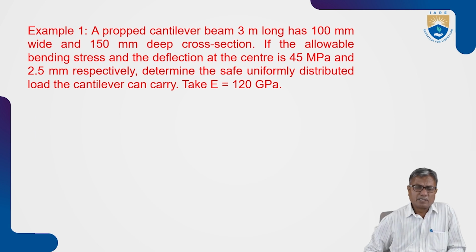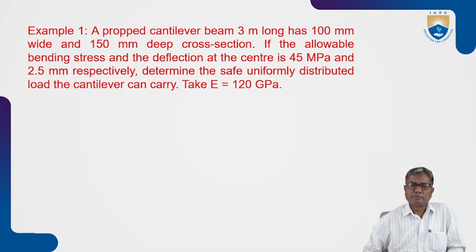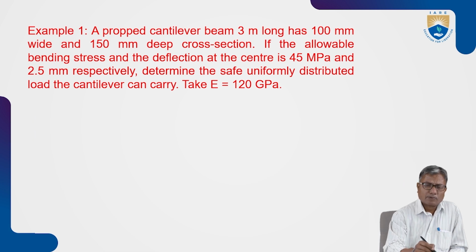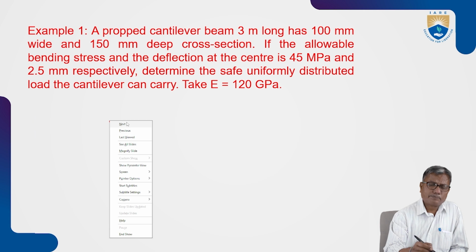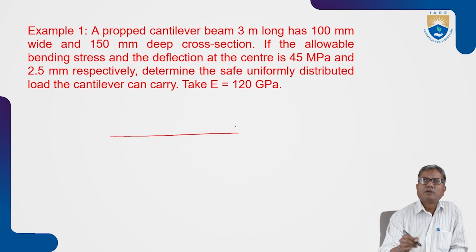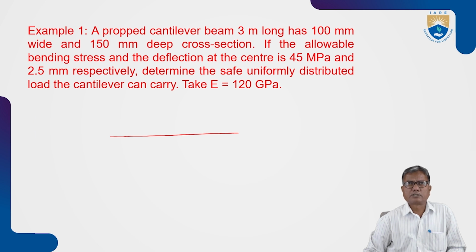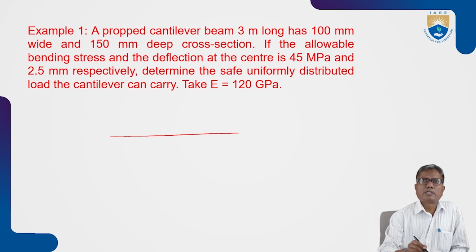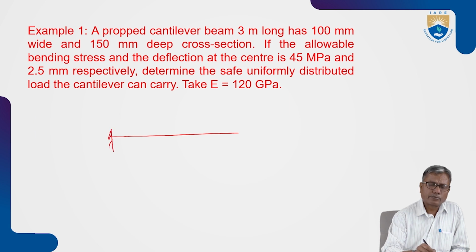The first example is this. A propped cantilever beam 3 meters long has a 400 mm wide and 150 mm deep cross section. If the allowable bending stress and the deflection at the center are 45 megapascals and 2.5 mm respectively, determine the safe uniformly distributed load the cantilever can carry. Take E equal to 120 gigapascals. Young's modulus is 120 gigapascals.